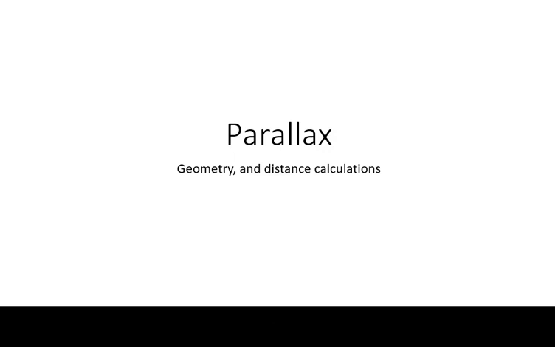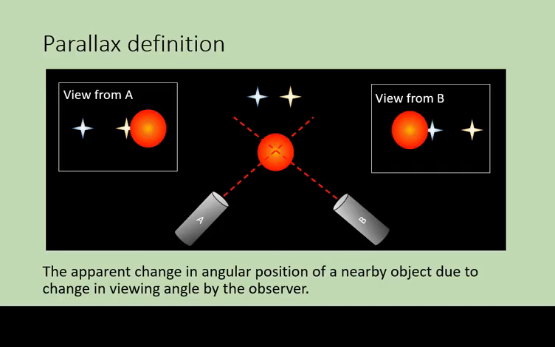Here is how you observe and calculate parallax. Parallax is the apparent change in angular position of a nearby object due to the change in viewing angle by the observer.